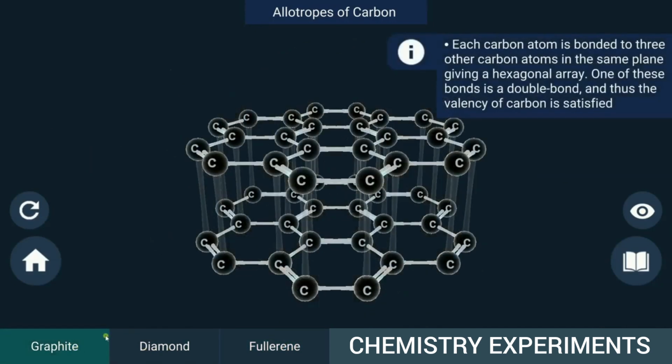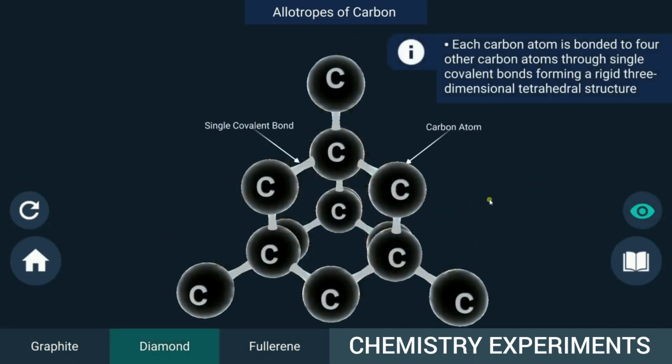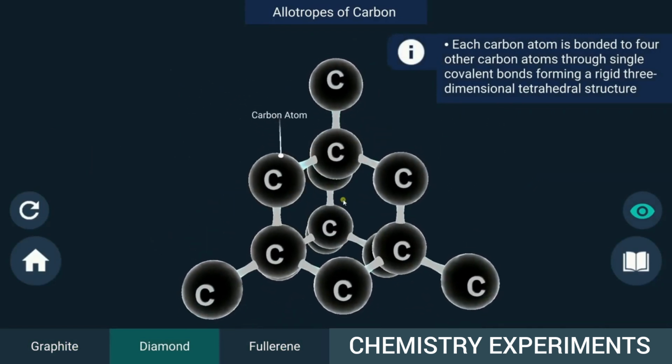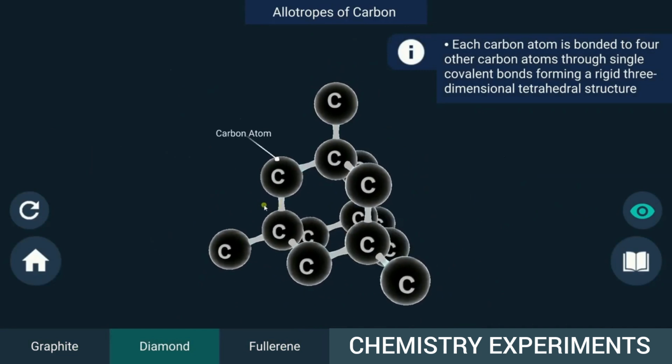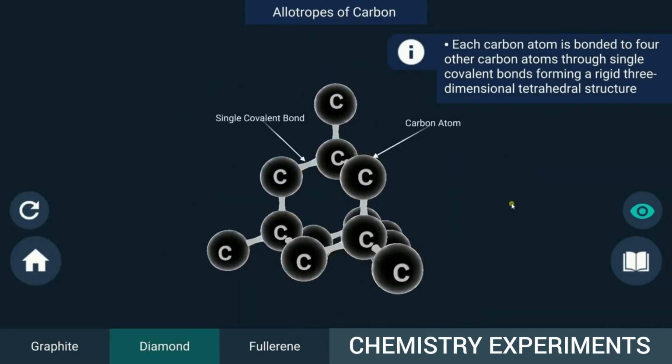In diamond, each carbon atom is bonded to 4 other carbon atoms through a single covalent bond, forming a rigid 3-dimensional tetrahedral structure. Thus, diamond is a hard substance.